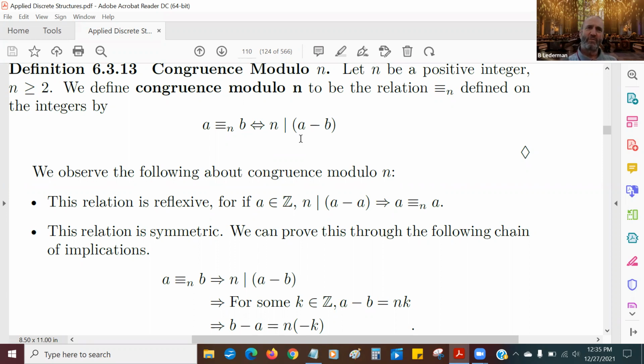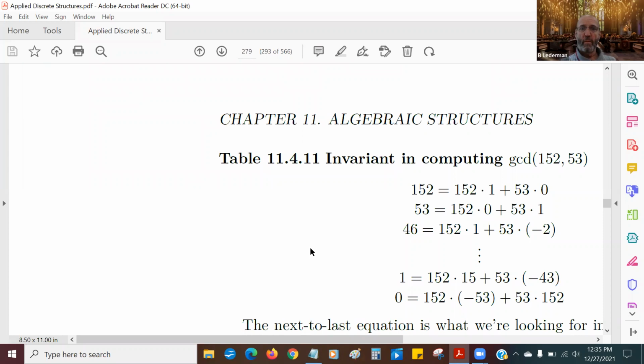Now I got it. Now how do I jump back to where I was? I'll have to go like this. I was on page 279. Okay.